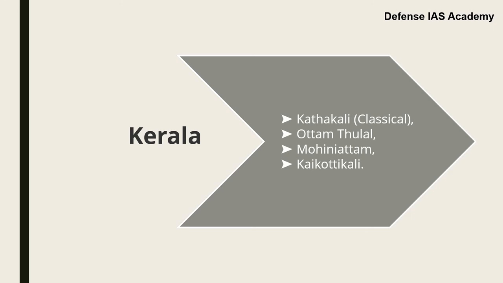Next is the Mohini Attam, which is a solo performance, and it is a famous and sensual classical dance form of Kerala, which has a lot of graceful movements. It is usually performed by a woman dancer, and the name Mohini itself means maiden, and Attam means dance.